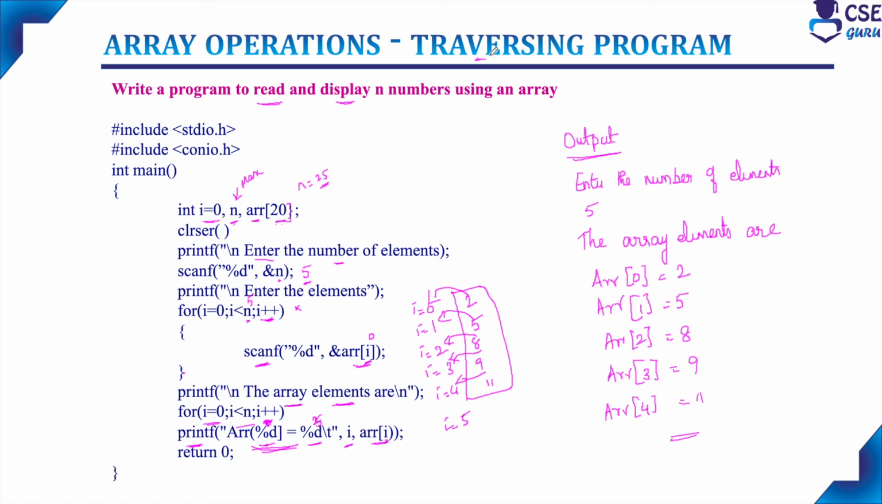So, this is nothing but a traversing operation. Each and every memory location, you can read the element using the scanf statement and print the elements on the output screen using the printf statement. That is nothing but traversing. This is the best example.